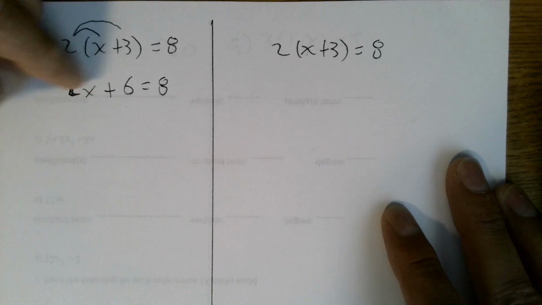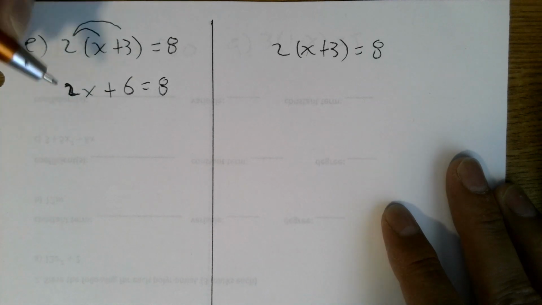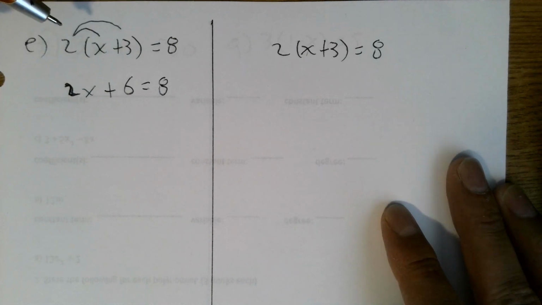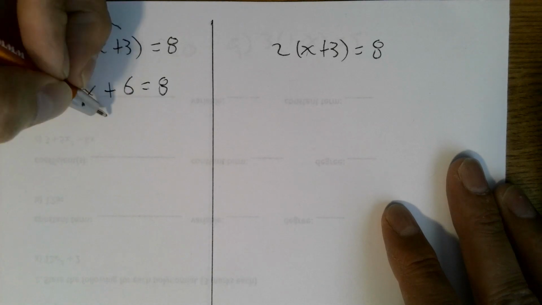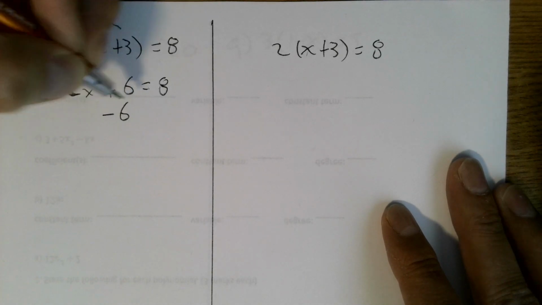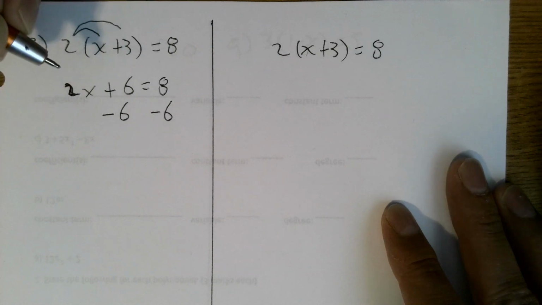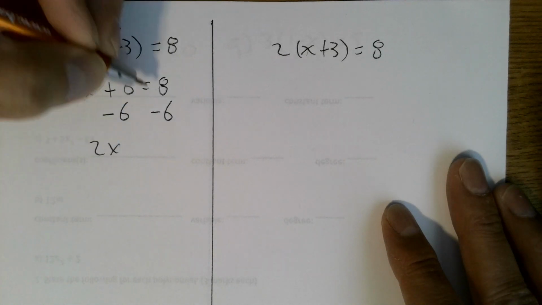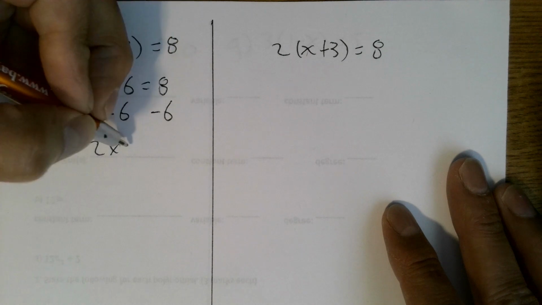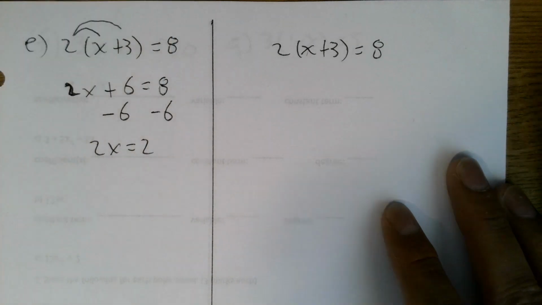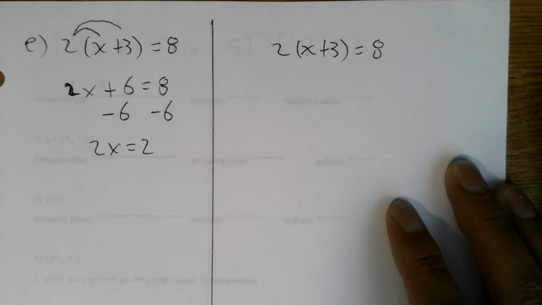We've got the 2 and the 6. It's times 2 and plus 6. So opposite order of BEDMAS, we want to deal with the 6 first. 6 minus 6 is 0. 2x plus 0 is just 2x. 8 minus 6 is 2. I should mention right now, you guys have probably noticed I never use the word cancel because it has no meaning. We're either trying to make zeros or ones to get x by itself.